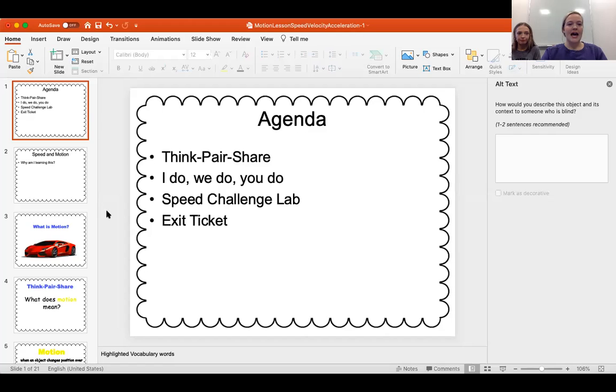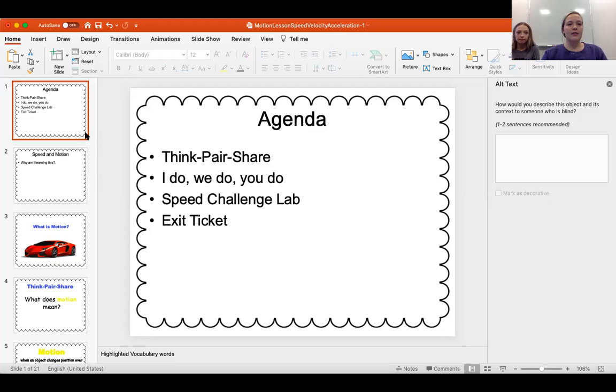And getting right into it, I will share with you the agenda so you know what we will be doing today. Today we will be doing a think, pair, share activity. Then we will do an I do, we do, you do activity. Then you will go into a speed challenge lab that you will do in groups. And finishing it off, you will have an exit ticket that you will complete on your own and hand to either me or Miss Anna on your way out of the classroom.